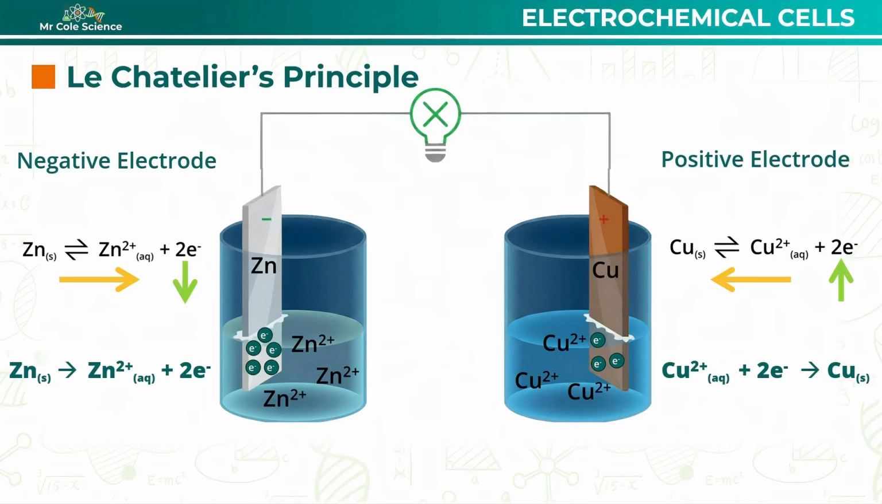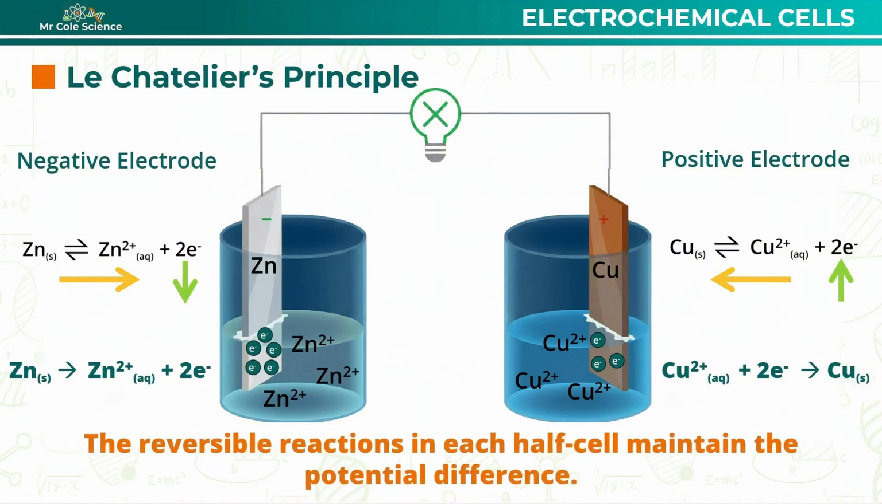And therefore, our electrons can continue to flow along the wire from the negative electrode to the positive electrode, maintaining our electrical current. And the crucial thing is that it is the reversible reactions in each half cell that maintain this difference in electrical potential. However, we do have a problem. Our circuit inside of our cell isn't actually yet complete, and current cannot flow in incomplete circuits.